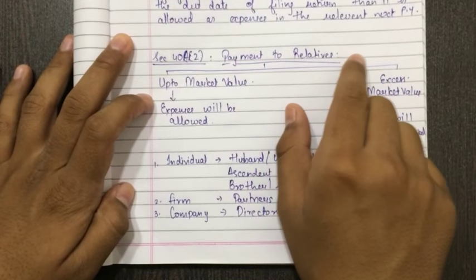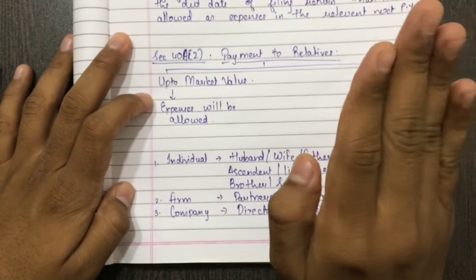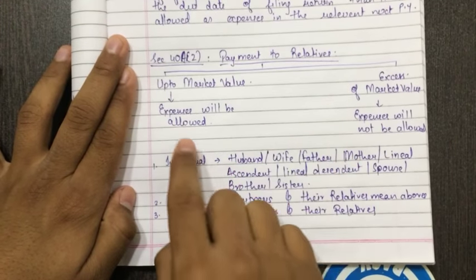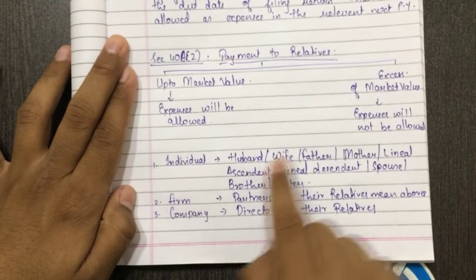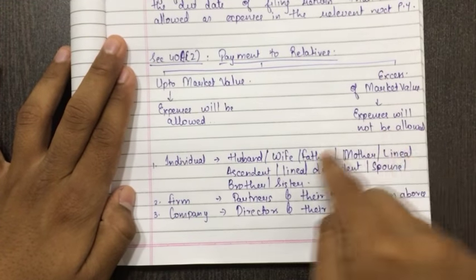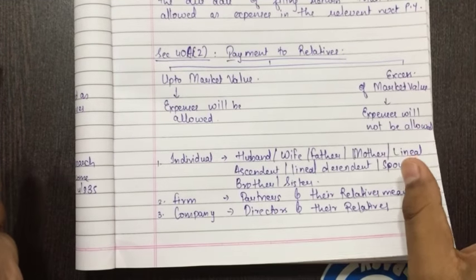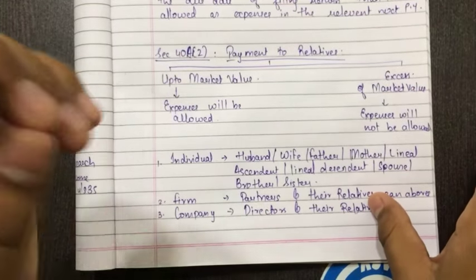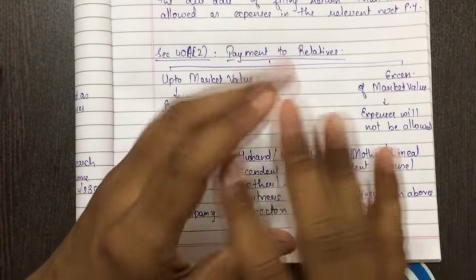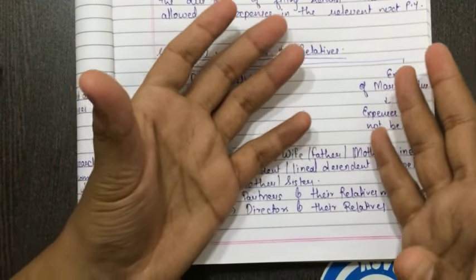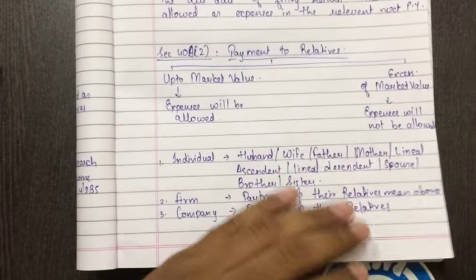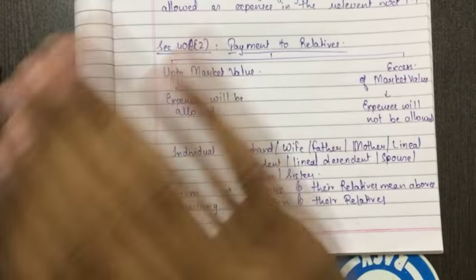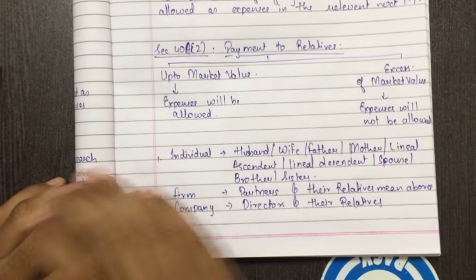Payment to a relative. If payment to the relative is made up to the market value, which is the normal rate for all individuals other than relatives also, expenses will be allowed. But if an excess of market value is paid, the expenses will not be allowed. If the question says 10,000 more is paid, then 10,000 of expenses will not be allowed. If the question does not specify how much excess is paid, then you have to take the entire expenses as excess paid, assuming that the question is telling the expenses which are excessively paid, not the entire expenses.